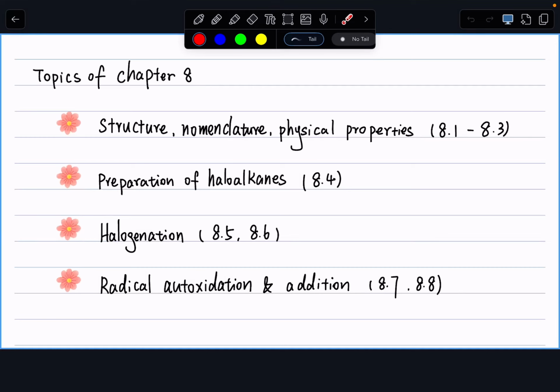Two chapters left for the rest of the quarter. Chapter 8, which is this one, will be focusing on haloalkanes and radical reactions, so single electron transfer processes. And then in our next chapter, which is nucleophilic substitution and elimination reactions, we'll see how fast we go. But whatever we get to finish by, let's say, the Monday after Thanksgiving will be the majority of the material on your exam.